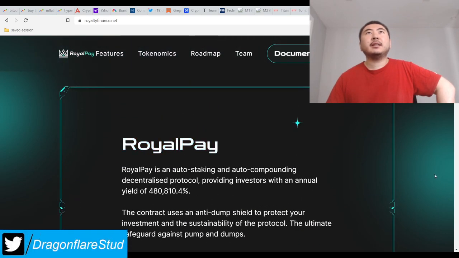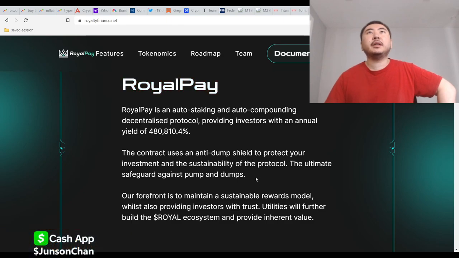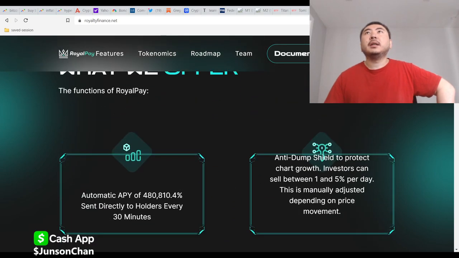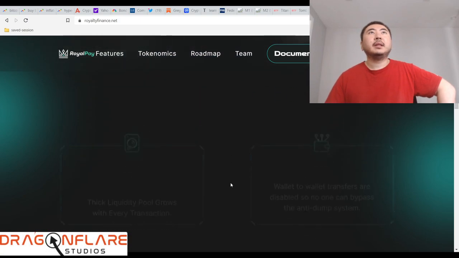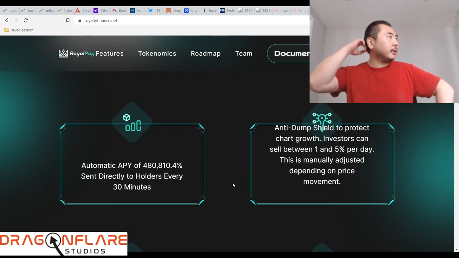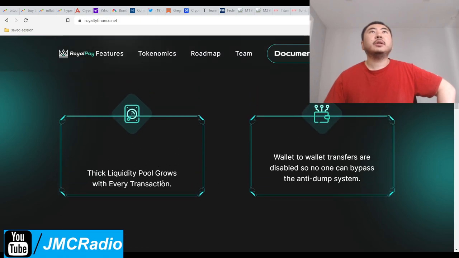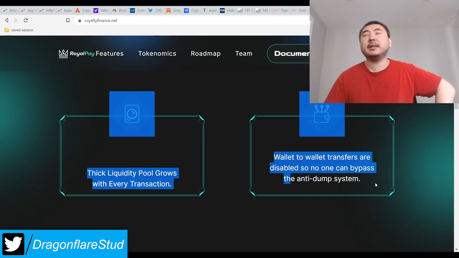All right, so there's gotta be some kind of anti-dumping mechanism here. All right, so we got 481,000 APY. The contract uses an anti-dump shield to protect the token. Okay, so what is the anti-dump? Okay, so this is actually a Lockpay style project right off the bat. The problem is Lockpay is down a lot, Earnville is down a lot. So I'm kind of curious, how come this is not down a lot? Oh! Wallet to wallet transfers are disabled so no one can bypass the anti-dump system.